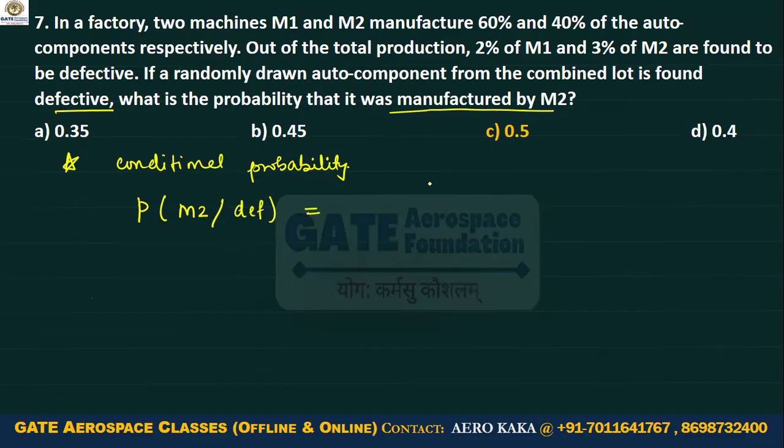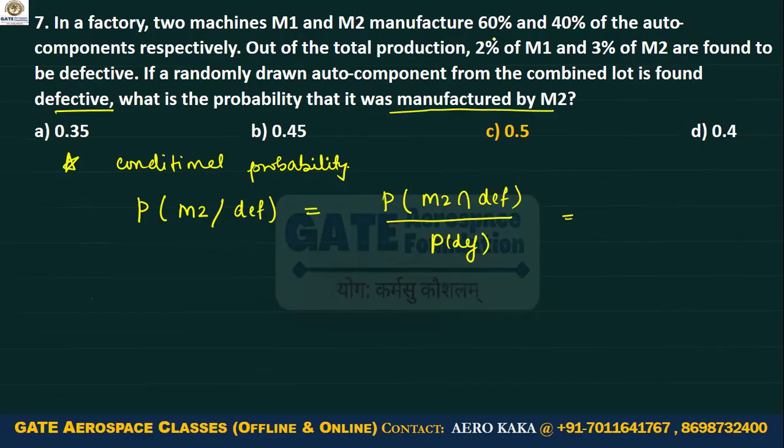So this is basically given as the probability of machine 2 and being defective, this intersection, divided by the probability of being defective. Right. Again, now what is the probability of being from machine 2 and being defective? There is some data given in the question which I'll be using over here.